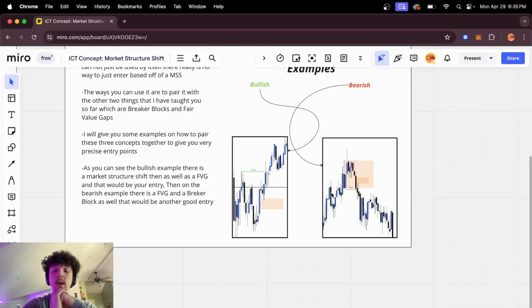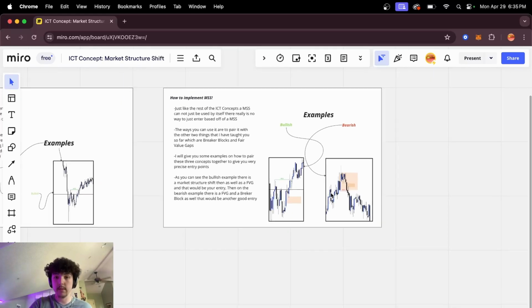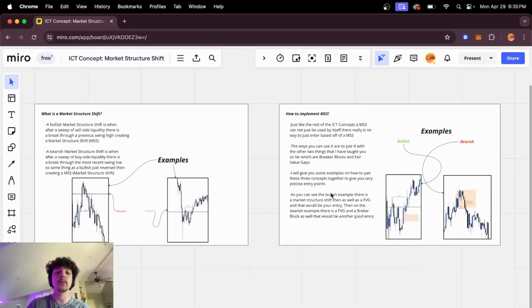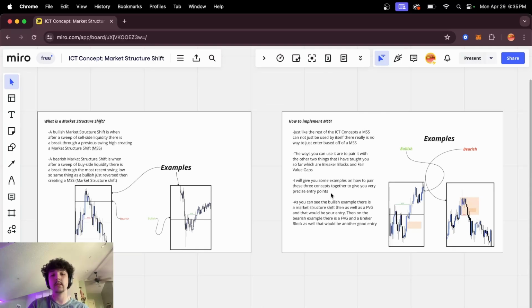I will say that having a market structure shift is definitely going to change the way you look at the markets and what direction they're going in. After watching a video like this, it's going to allow you to see the market in a different way, and once you see those structure shifts, you're going to be like, boom, okay, now I have bias, now I have entry points that I'm going to look for.